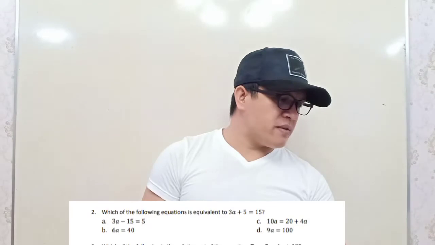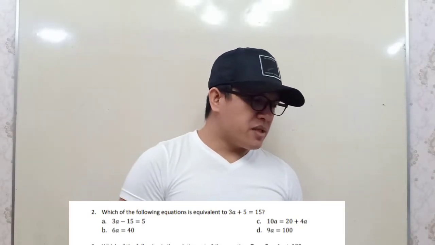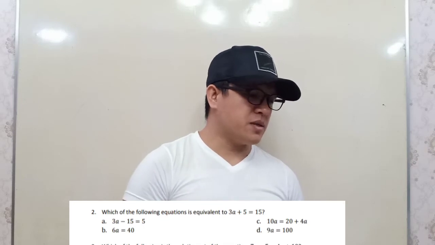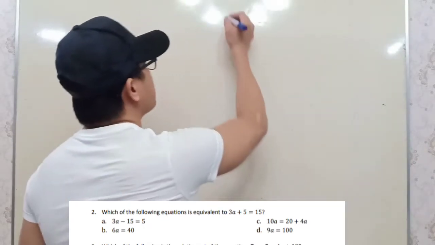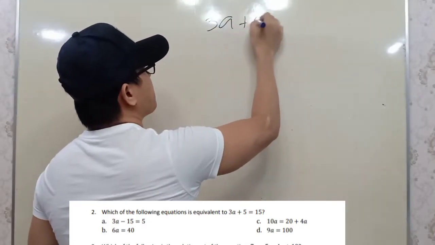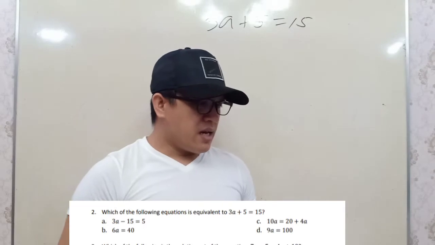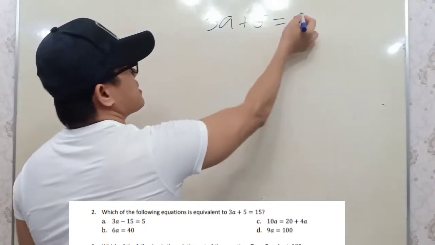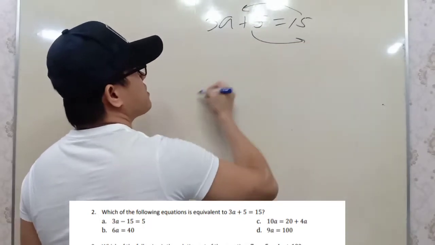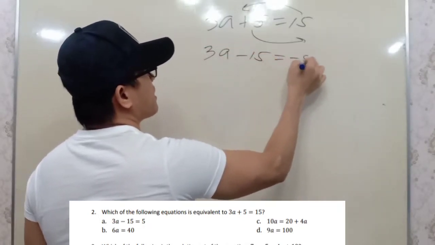Next one, number 2, which of the following equations is equivalent to 3a plus 5 is equal to 15? Okay, so 3a plus 5 is equal to 15. So, which of the following is equivalent to that? So, we can just move this one here and then move this one there. We can have like 3a minus 15 is equal to negative 5.